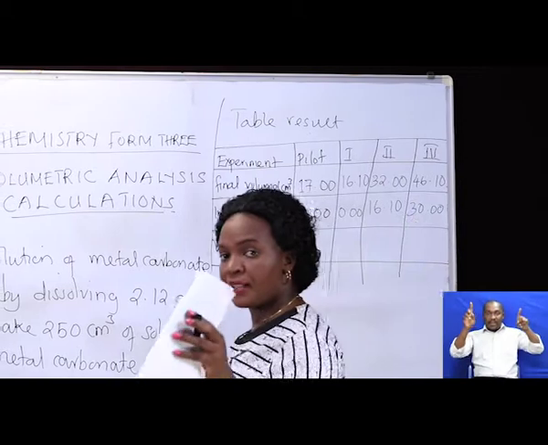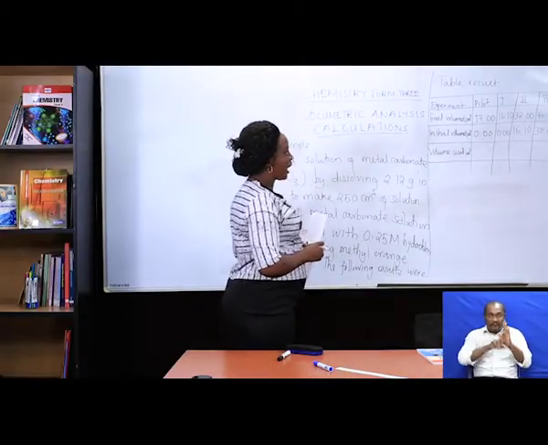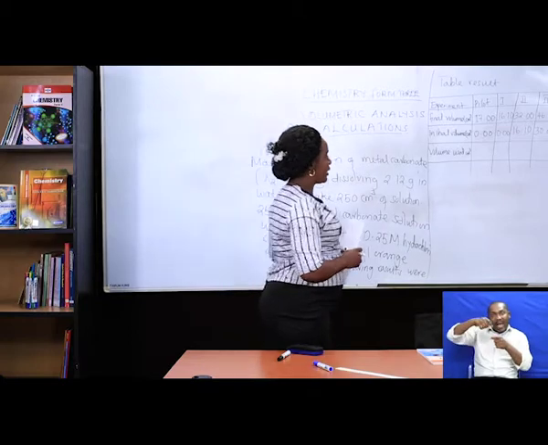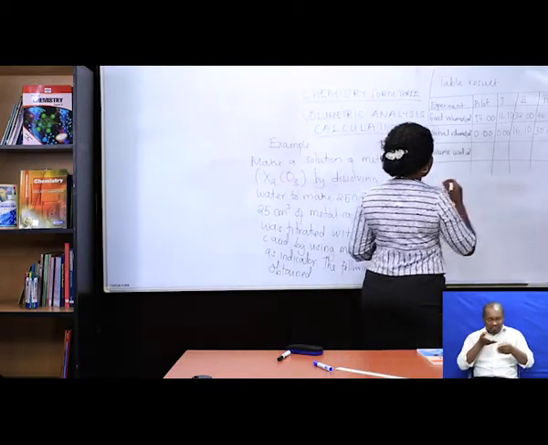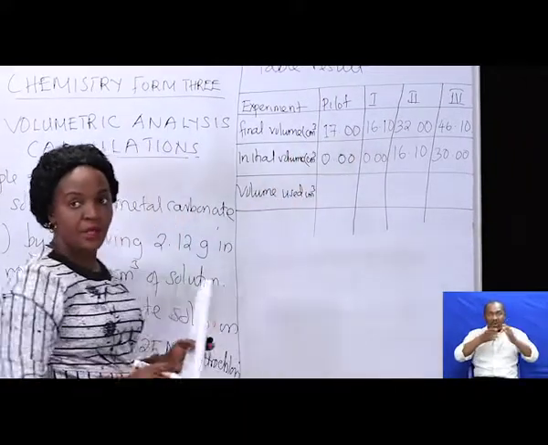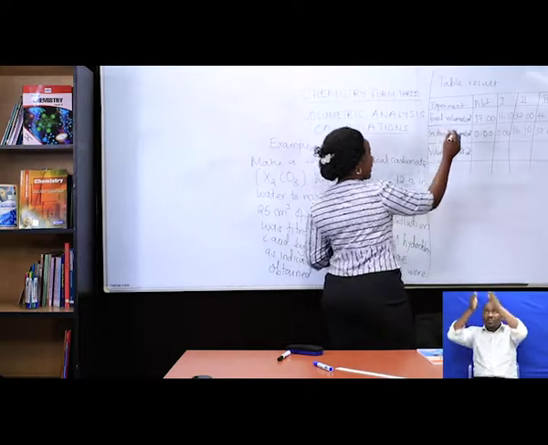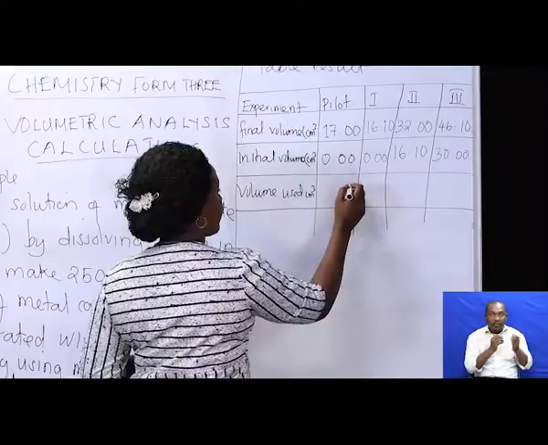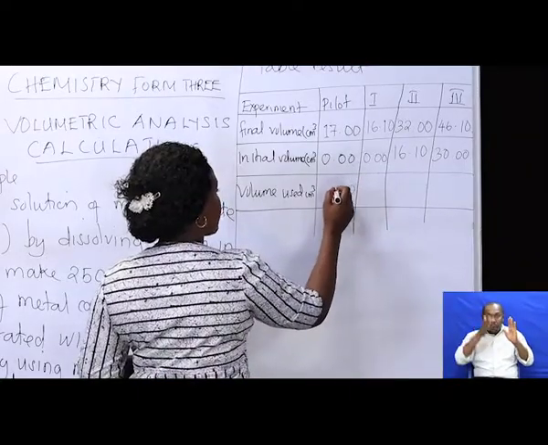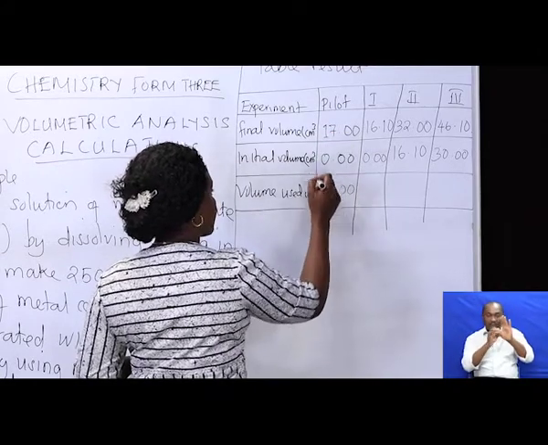Then how can I get the volume of acid used? How can I get the volume used? To get the volume used, you must subtract final minus initial. Therefore, how do we get it? This is 0 minus 0, it is 0. This is also 0. 7 minus 0 is 7, and this is 1.